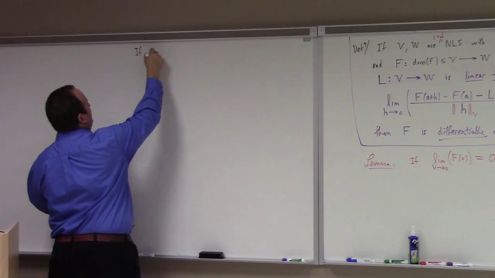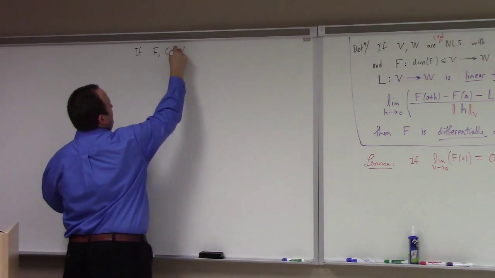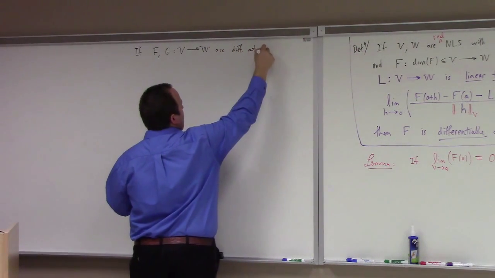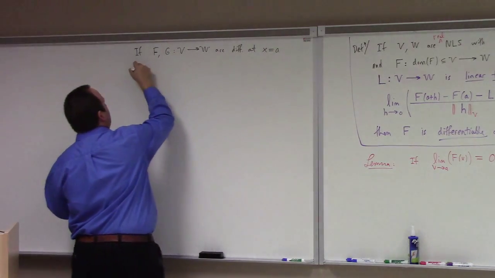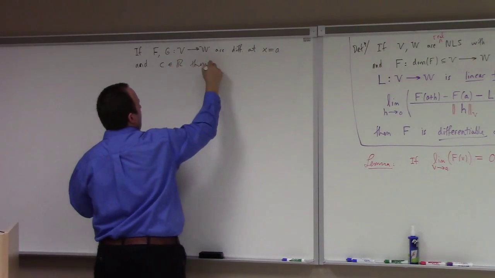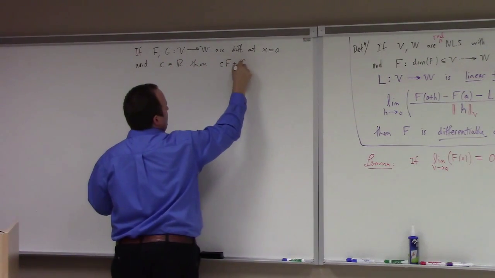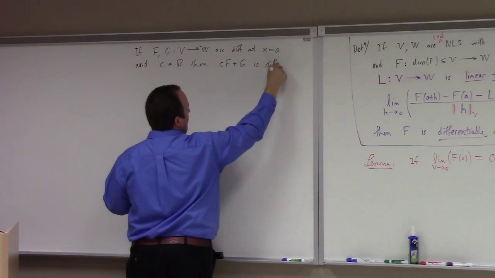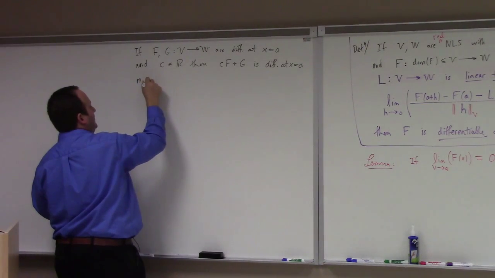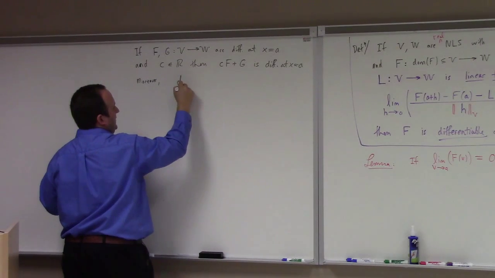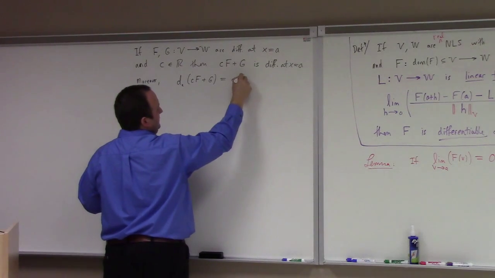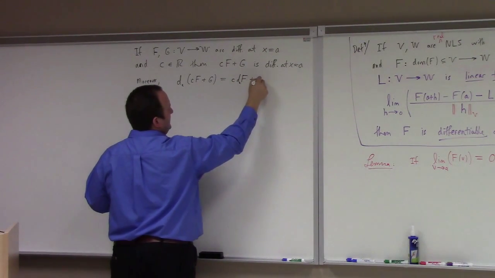So let's suppose f and g from V to W are differentiable at A, let's say x equals A, and C is a real number. Then CF plus G is differentiable at x equals A. Moreover, there's a relation between the differentials. The differential at A of CF plus G, we should expect, is C times the differential at A of F plus the differential at A of G.